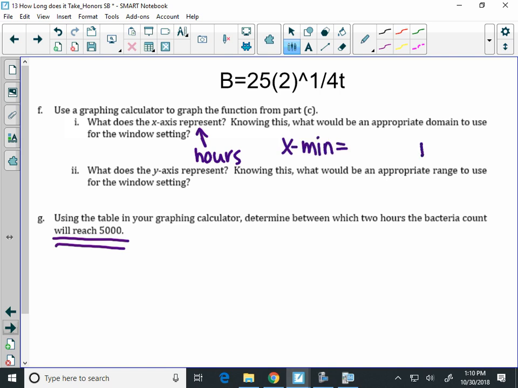What do you think? There's no right or wrong. Okay, we'll start at 0. And how far out do you think we want to go? 100? Sure. So x max will be out to 100.